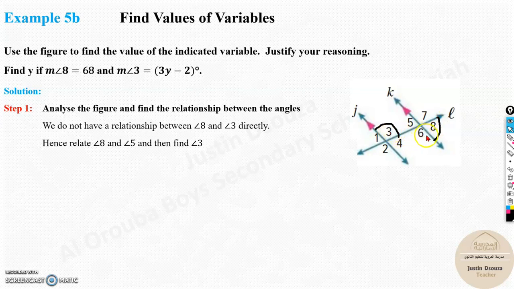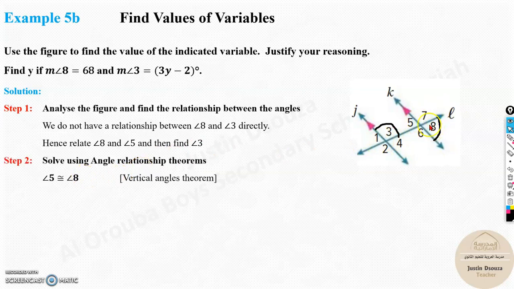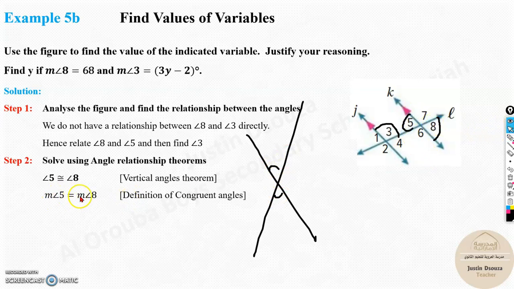Because 3 and 5 are related, what you do is relate angle 8 with angle 5. In this problem, 8 and 5 are related, and then you can find angle 3. So angle 8 and angle 5 are equal to each other. Why? Because they are vertical angles. Whenever there are two straight lines, the opposite angles are vertical and they are congruent to each other. So the measure of angle 5 is equal to the measure of angle 8. That means the measure of angle 5 is 68 degrees.